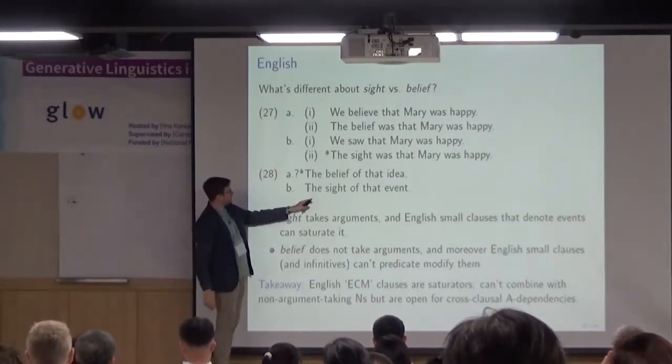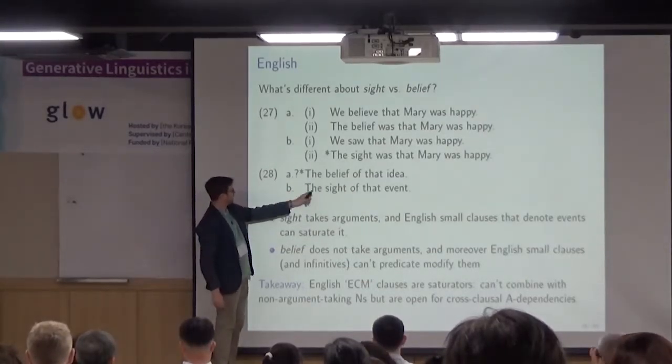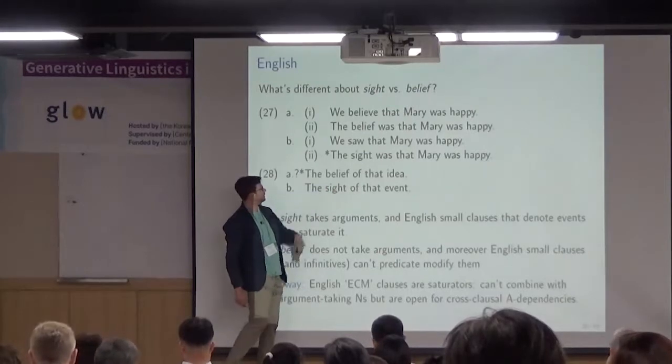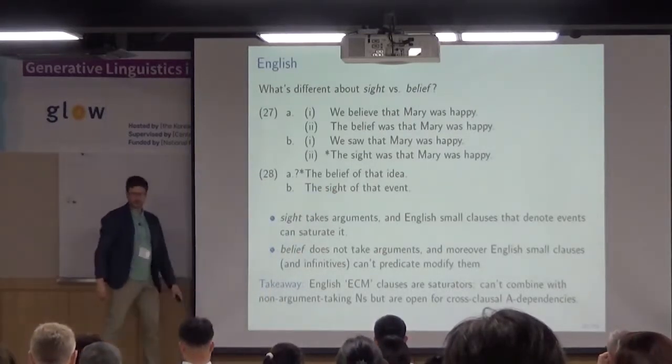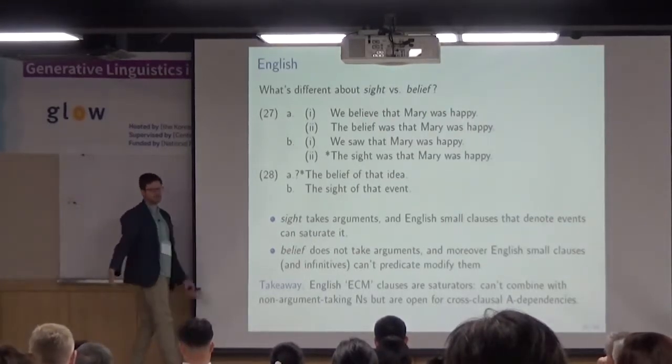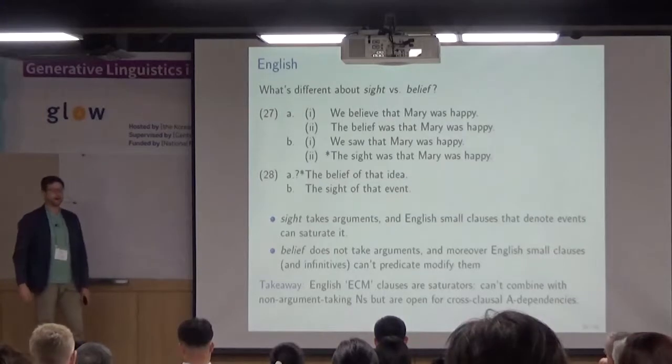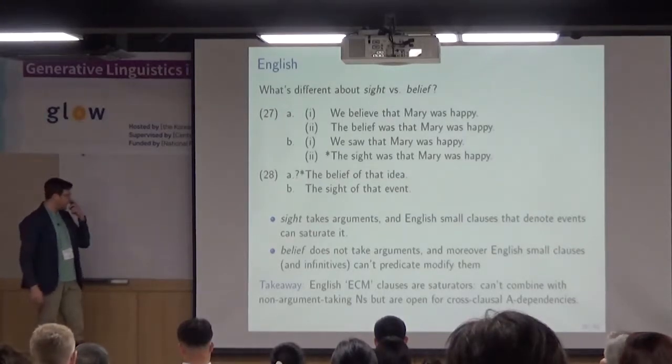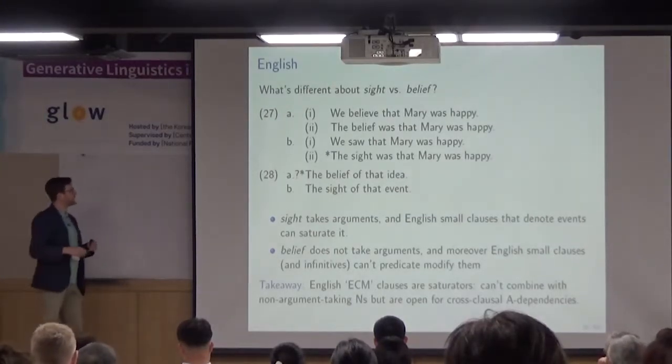Moreover, here's like a really dumb, straight up example. There's something deviant about the belief of that idea. You sort of need a lexical preposition there, belief in, in which case we're dealing with something else. But the sight of that event is perfectly fine. Here's the idea, and I'll show you how we implement it.